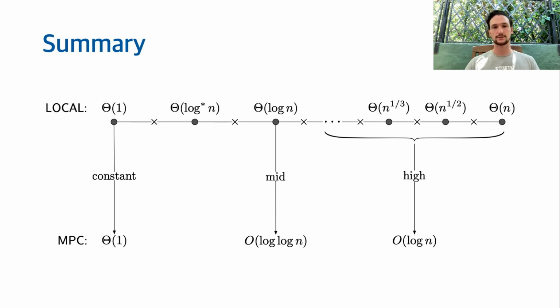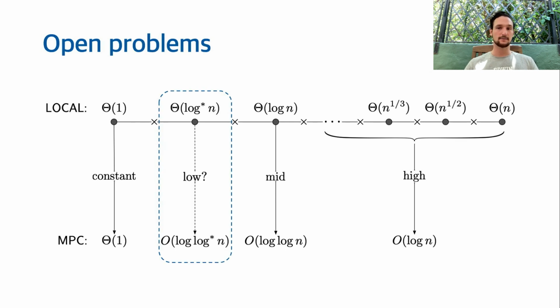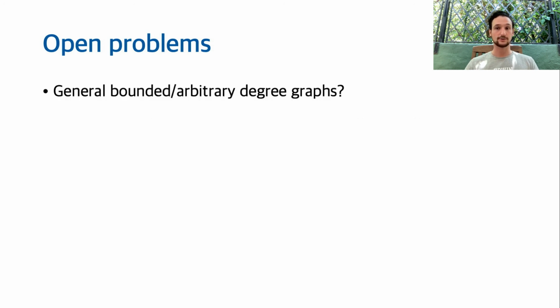So how about open questions? Well, as you remember, we skipped the log star n complexity class completely. So we pose it as an open question, as can it be solved, or can it be exponentially sped up to log star n? We strongly believe that it can. And this would actually complete the MPC complexity landscape with regards to upper bounds. Another interesting question would be if this exponential speedup can be achieved for general bounded or arbitrary degree graphs.